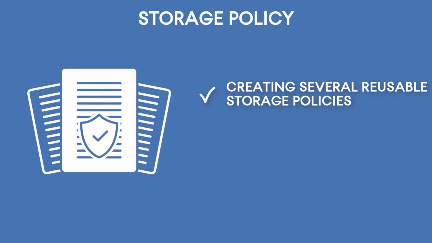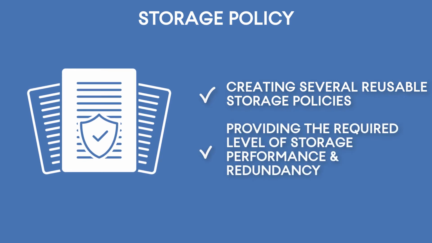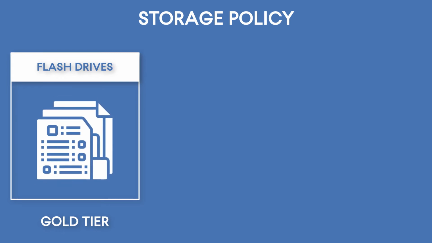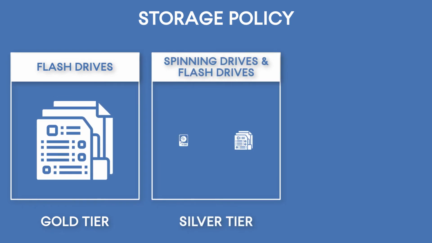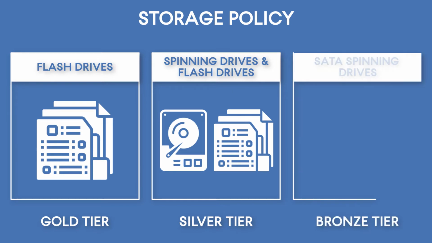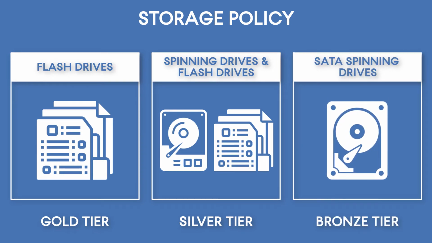We recommend creating at least several reusable storage policies. It will allow you to provide the required levels of storage performance and redundancy for the target audiences according to the corresponding service level agreements. For instance, you can create the gold tier that will consist of only flash drives, the silver tier which will use spinning drives for data and flash drives for caching, and the bronze tier that will consist only of SATA spinning disks.